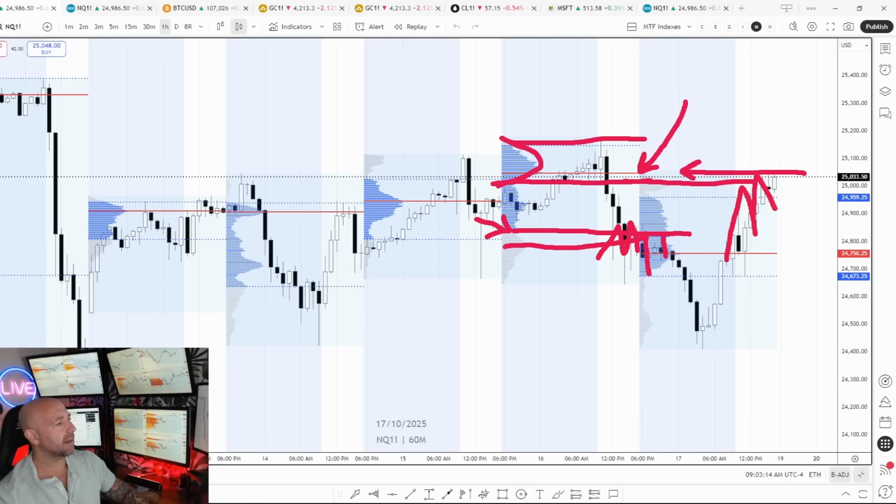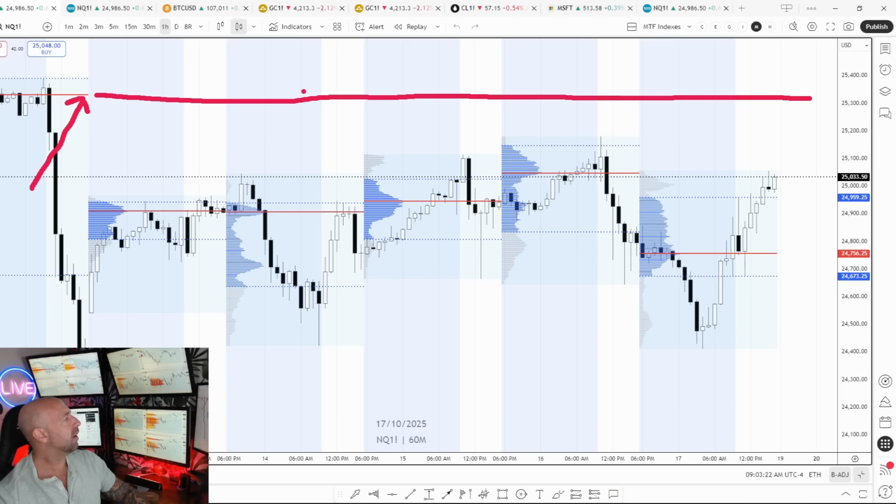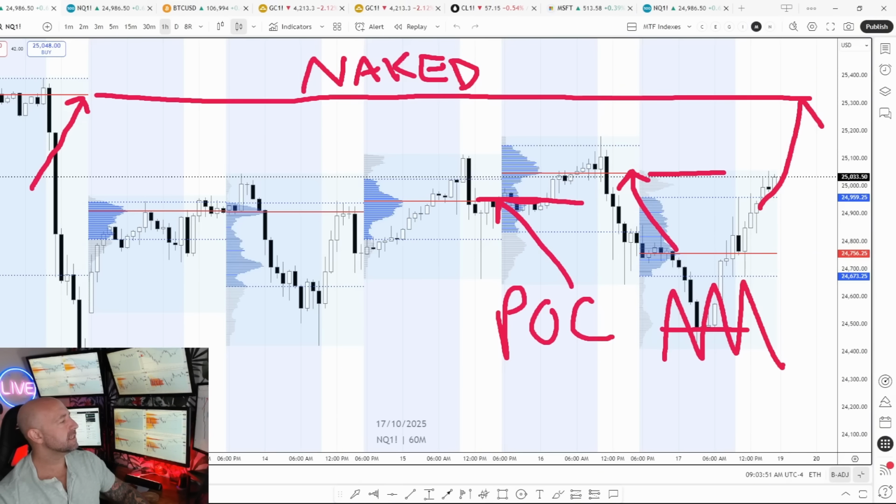Okay, so this gives us a lot of areas to watch for. If we have set a point of control on a previous session that we have not revisited yet, we call this a naked point of control. And like a gap fill, we expect them to eventually be revisited and provide some type of initial support or resistance. Okay, so while for the most part POCs, or points of control, on the intraday profile tend to be spots that we rotate around, previous days' points of control act as excellent destinations and temporary support and resistance.